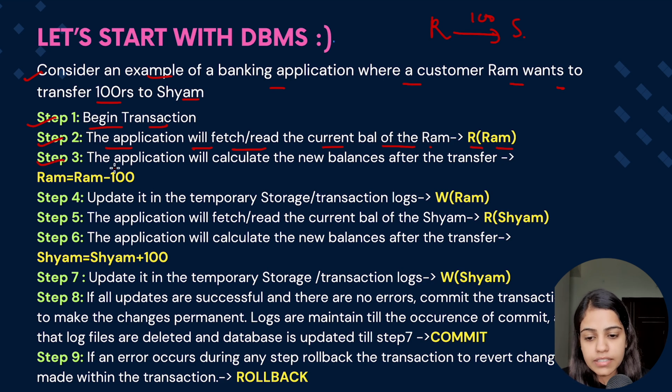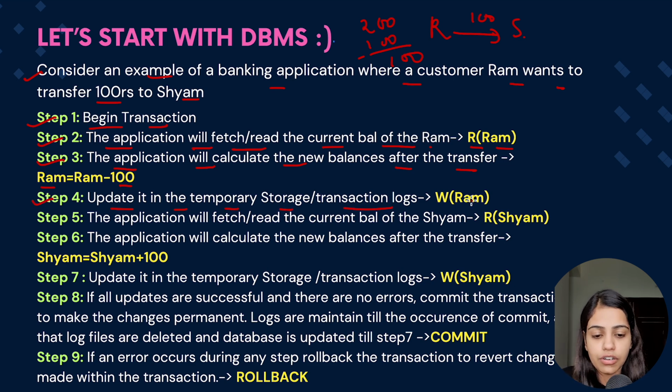Now step 3 is the application will calculate the new balance after the transfer. That would be the current balance of Ram minus 100 rupees. Consider right now Ram has 200 rupees. So we have to deduct 100 rupees from the current bank balance of Ram. That would be 100 rupees. So we have performed the arithmetic operation. Now step 4 is we have to update it in the temporary storage or transaction logs. That is W of Ram, that is write of Ram.